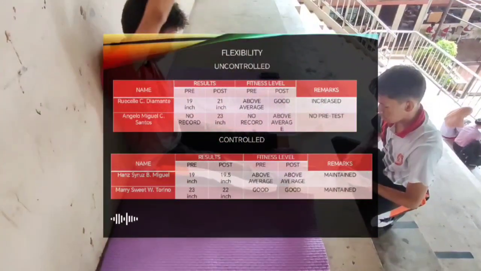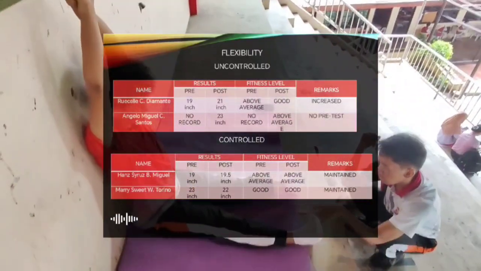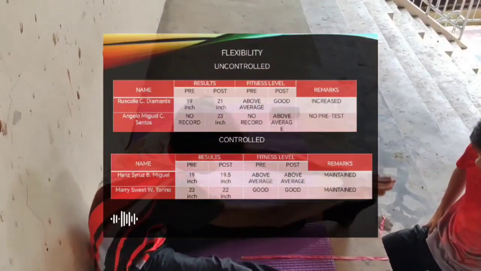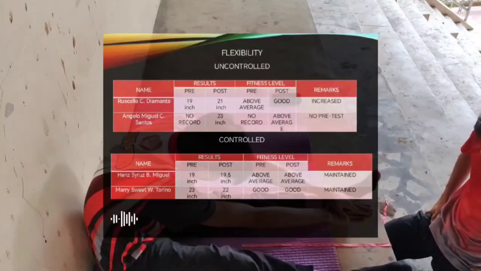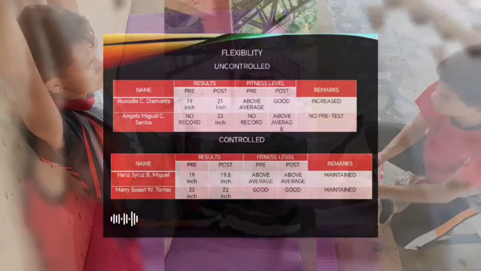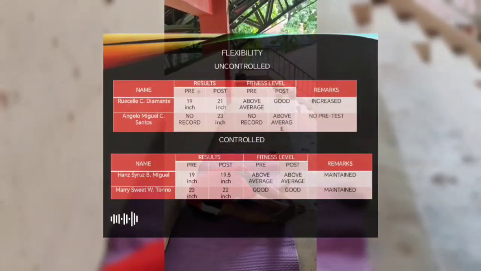According to the research of Morton and Whitehead, their study stated that full range resistance training improved flexibility and strength compared to static stretching in untrained adults. So, in our data, it was shown that Diamante has shown some improvement in his flexibility while Miguel and Torino have shown maintained, which is because of their lack of training for their flexibility.